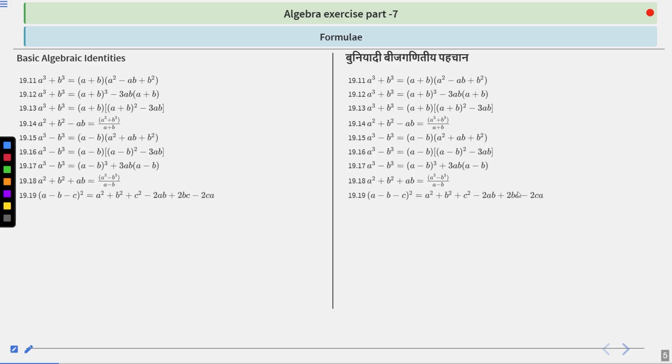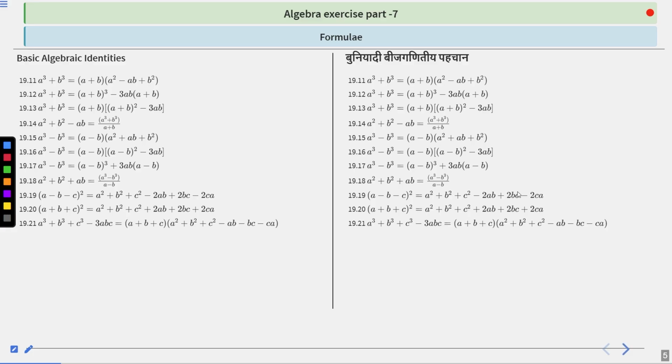Next one is a minus b minus c's whole square is equal to a square plus b square plus c square minus 2ab plus 2bc minus 2ca. Next one is a plus b plus c's whole square is equal to a square plus b square plus c square plus 2ab plus 2bc plus 2ca. Then we have a cube plus b cube plus c cube minus 3abc is equal to a plus b plus c into a square plus b square plus c square minus ab minus bc minus ca.